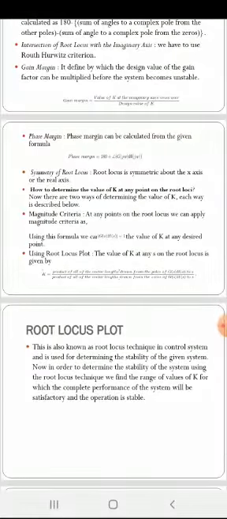The next slide is about the root locus plot. This is also known as the root locus technique in control systems and is used to determine the stability of the given system. In order to determine the stability of the system using the root locus technique, we find the range of values of k for which the performance of the system will be satisfactory and the operation is stable.